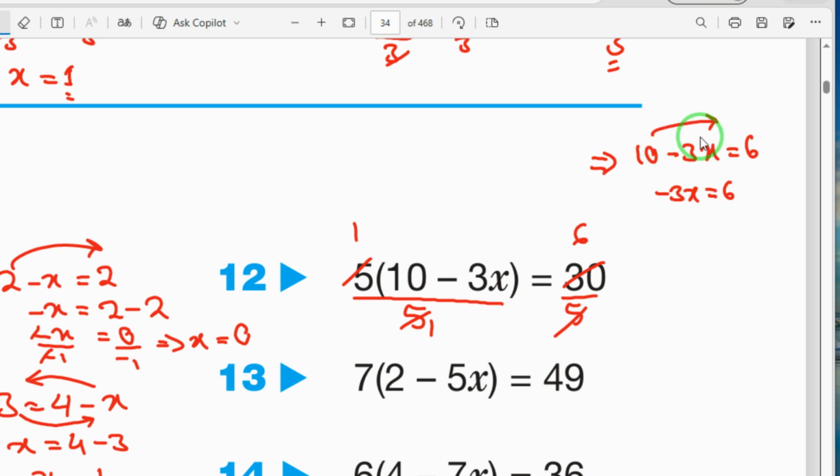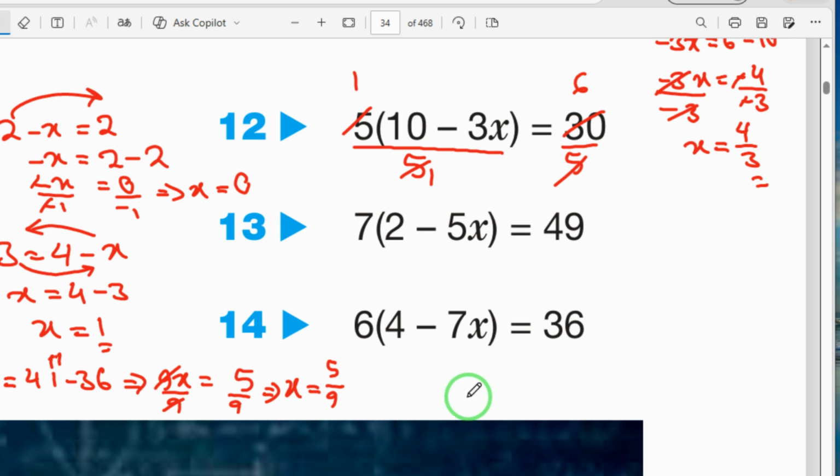We carry this 10 to the right side, becoming negative, minus 10. Then minus 3x is equal to, we subtract 6 minus 10, remain only minus 4. Now we divide both sides of the equation by the coefficient of x, minus 3. Here we simplify, just only remain x equal to negative 4 over 3 . This is the answer.